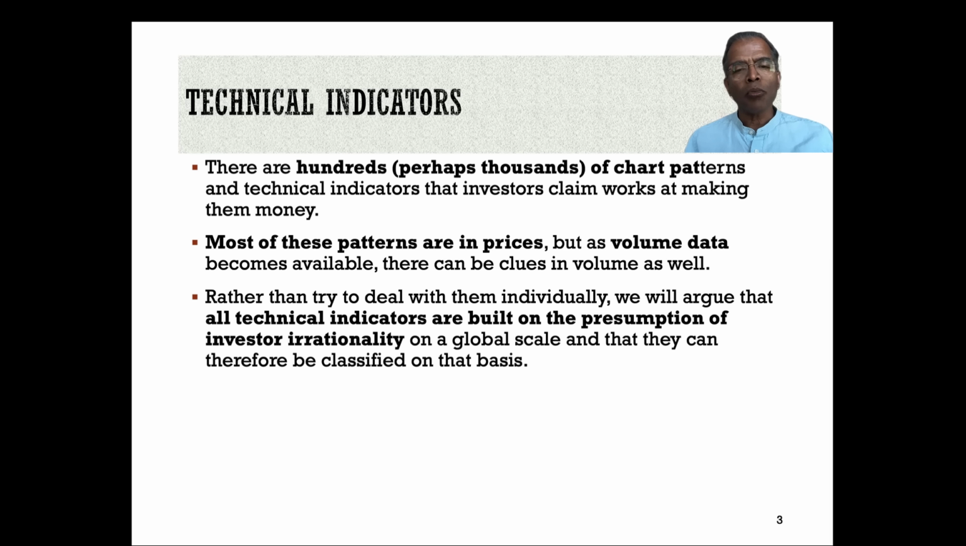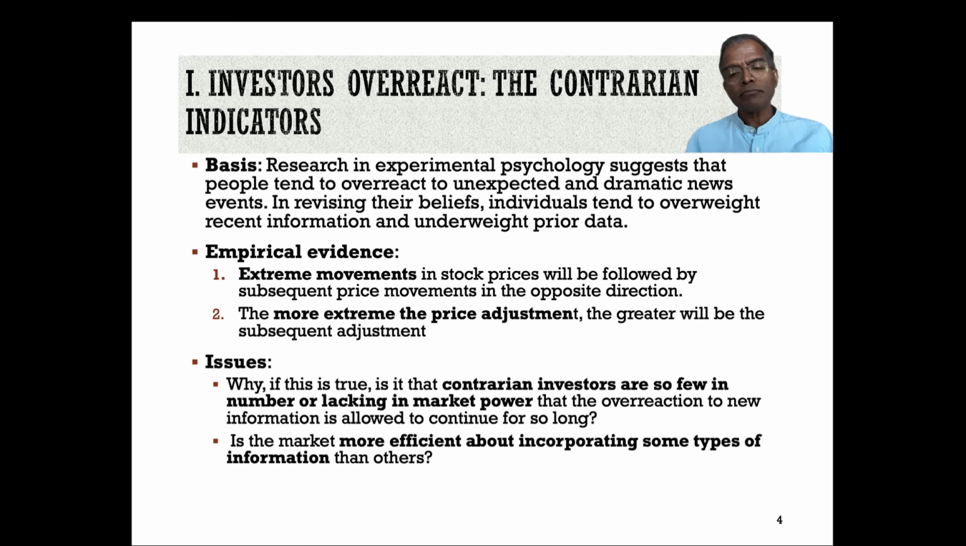I'm going to argue that almost all technical indicators fall into 5 buckets based on the irrationality that's at the basis for that pattern, for that indicator working. Let's start with the first one. We talked earlier about investor irrationality, and one of the things that stands out is maybe investors overreact to news, especially big news stories in either direction.